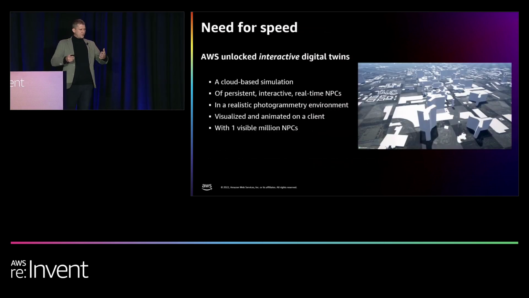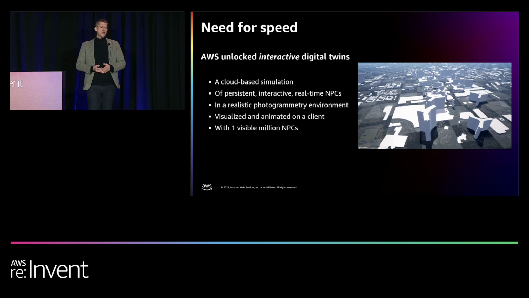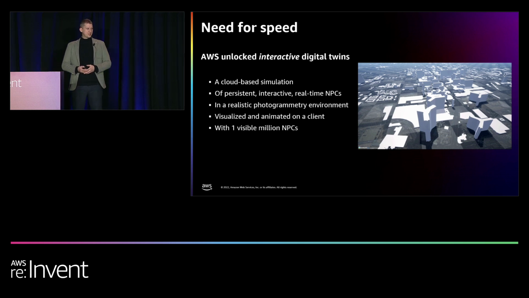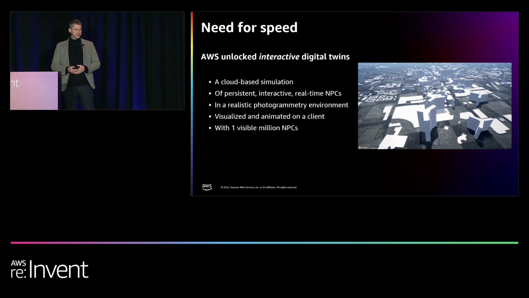OK, but there was still a need for speed, because 400,000 is not enough. We wanted to do 1 million. So working together with AWS, we unlocked an interactive digital twin that features a cloud-based simulation of a persistent world. So persistent means it stays alive.